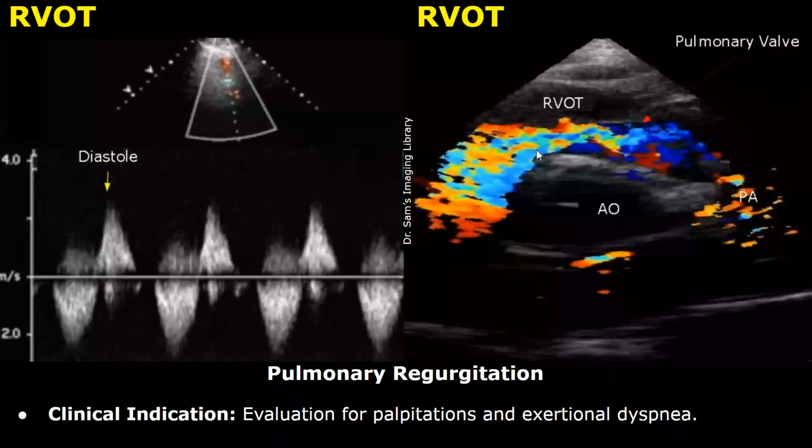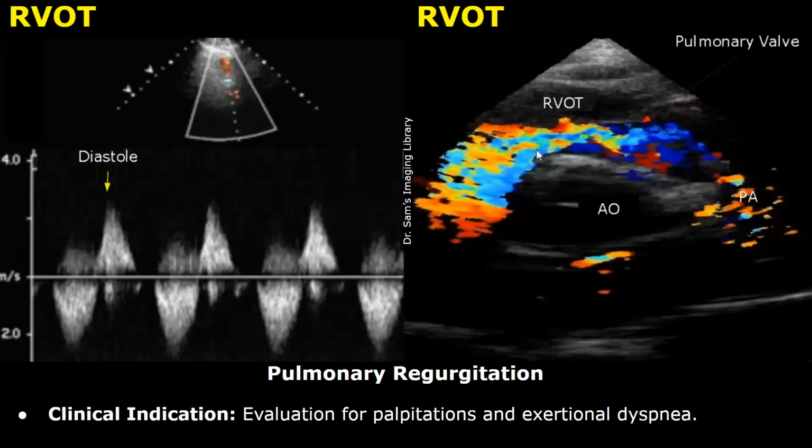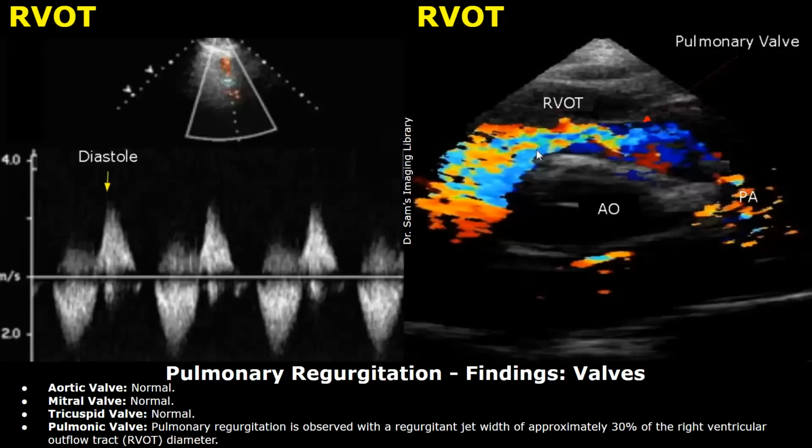This is a report for pulmonary regurgitation. Clinical indication is evaluation for palpitations and exertional dyspnea. The aortic, mitral, and tricuspid valves are normal. In the pulmonic valve, pulmonary regurgitation is observed with a regurgitant jet width of approximately 30% of the right ventricular outflow tract diameter.